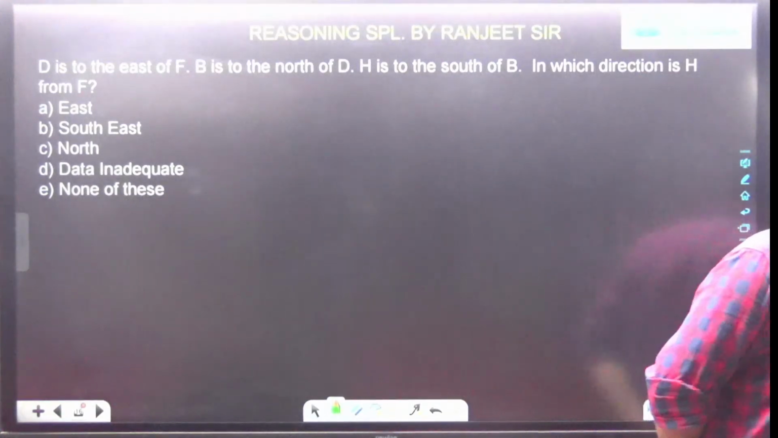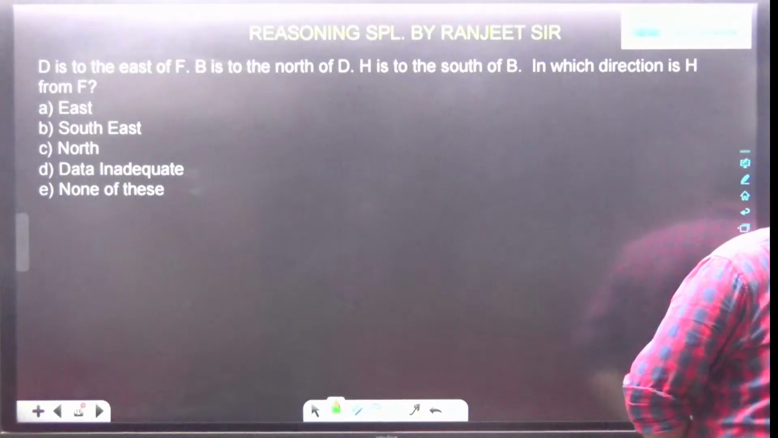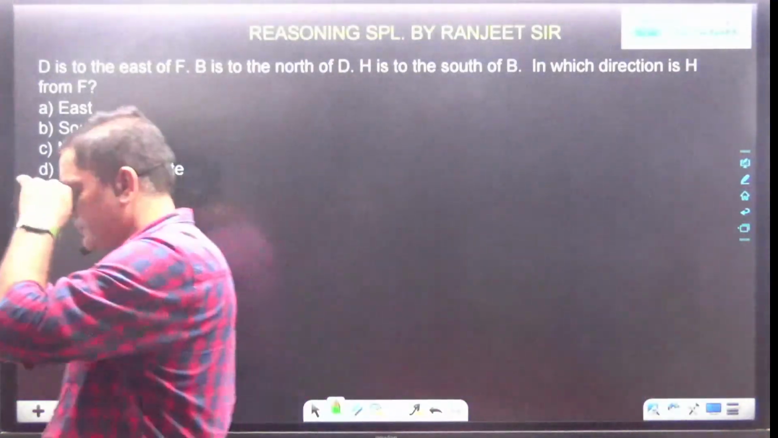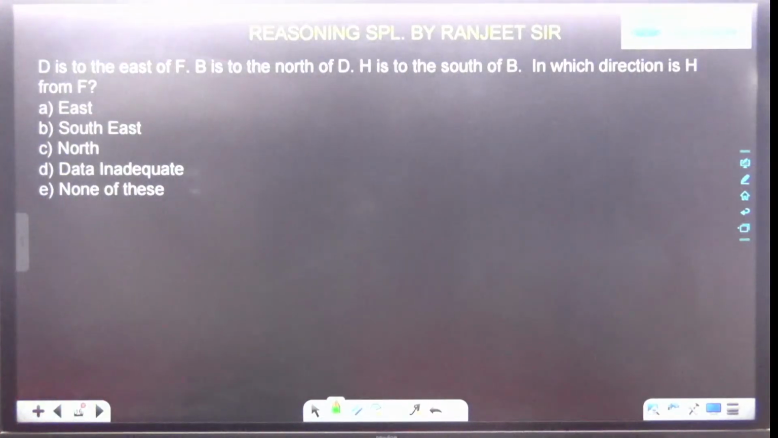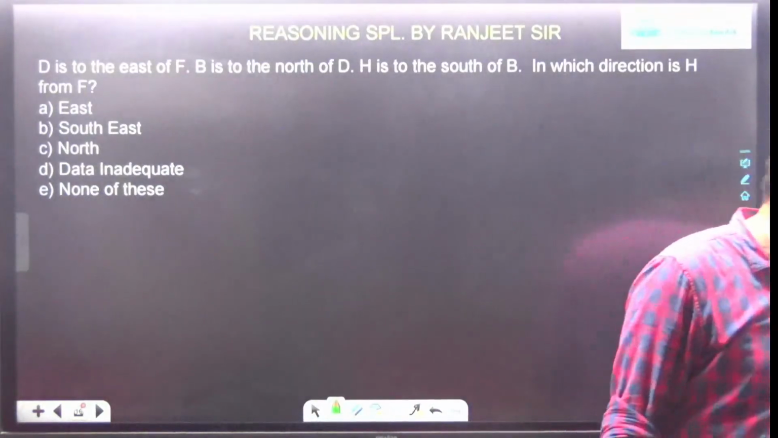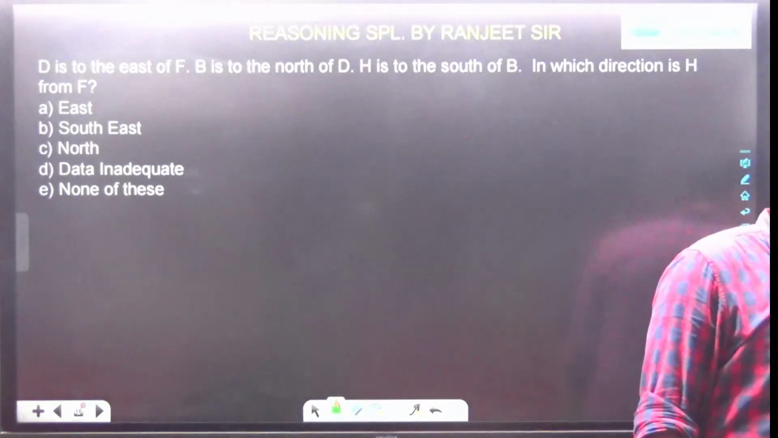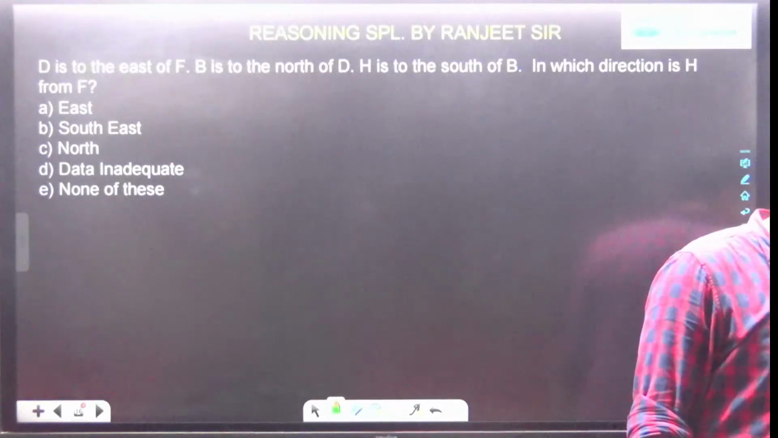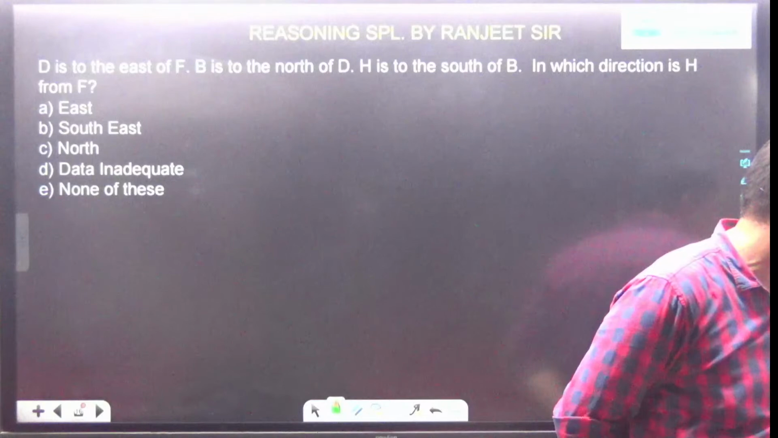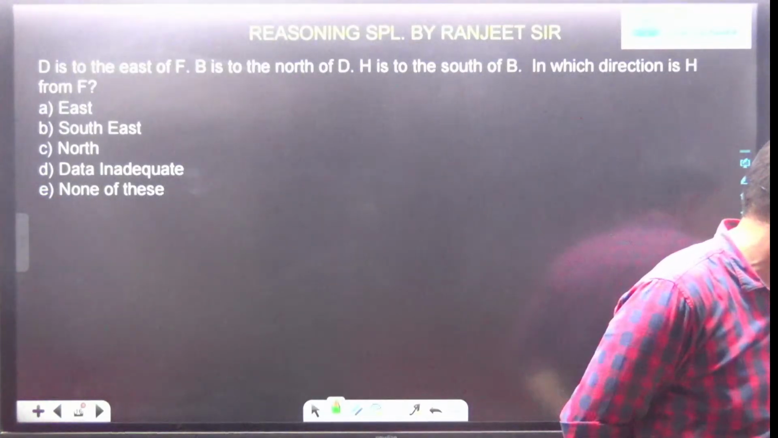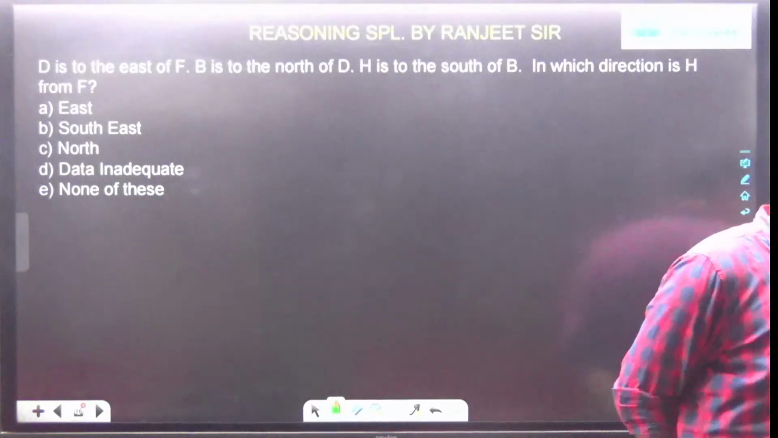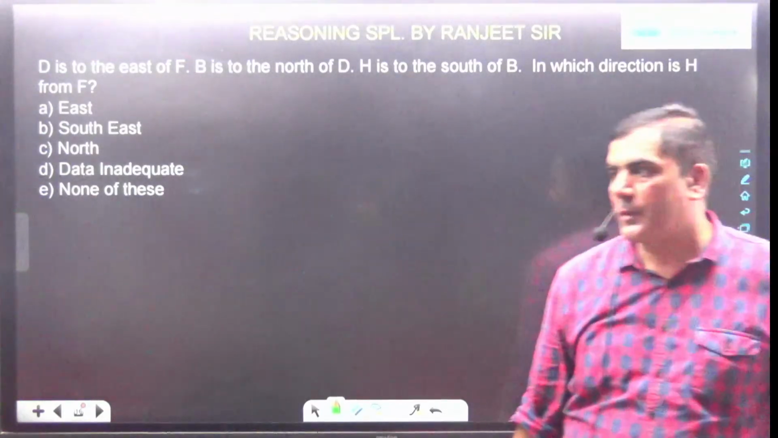What's the answer for this one? Let's plot it and get the answer. I'm still waiting for your answer, dear. Let's plot it and get the answer. A. Nishant is saying A is the answer. What about others? East, okay. Okay, let's solve it.